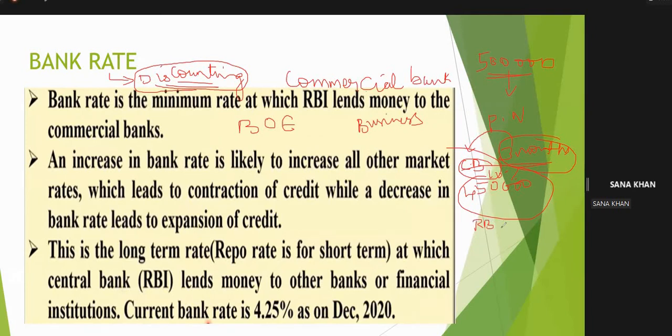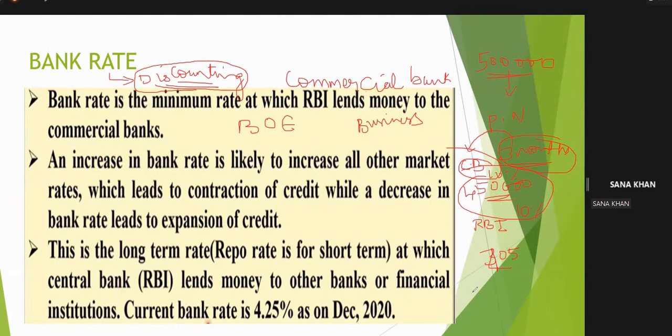Suppose the RBI is also charging 10% for rediscounting it. How much will you be receiving? You will be receiving 4,05,000, which is 4,50,000 minus 45,000, 10%. So you will get 4,05,000, but you need not wait for 3 months. This is the rate the RBI is charging you for rediscounting, or directly if you go to the RBI for discounting, whatever rate they charge you, we call it the bank rate. Is that clear? Yes.